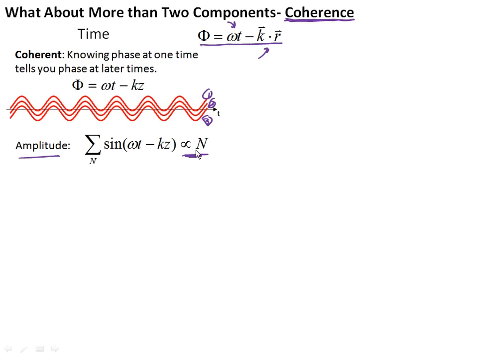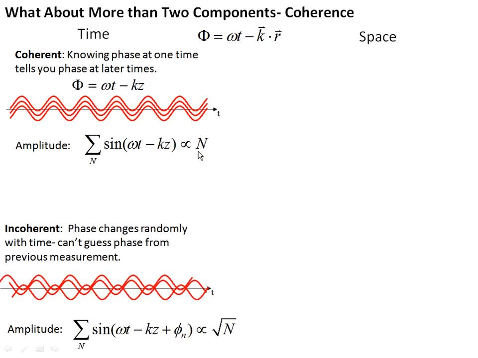If each of these waves has an amplitude of 1, the overall amplitude of this wave, you can see, would be 3 due to linear superposition. So the amplitude of the overall wave for coherent waves scales as the number of waves you sum.